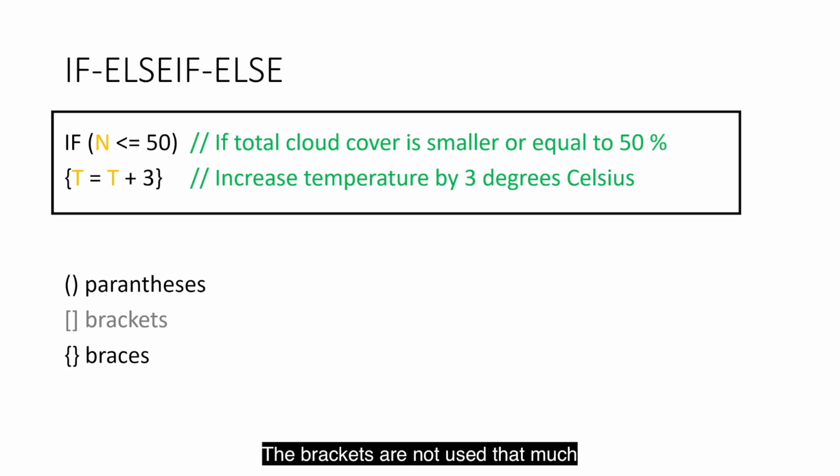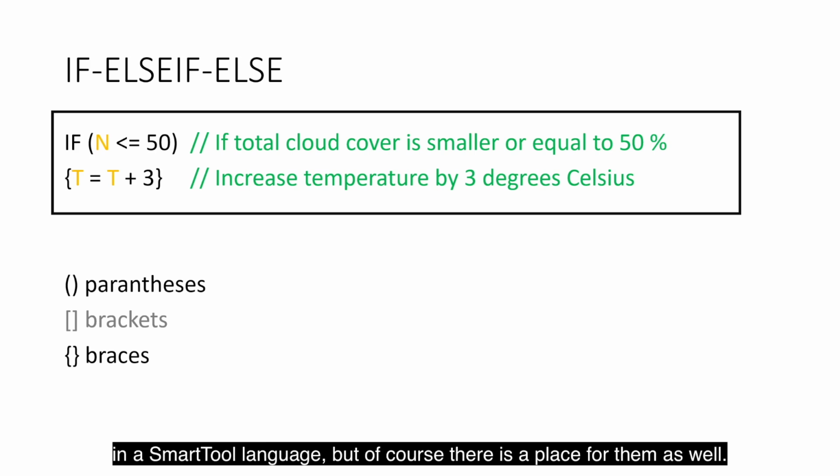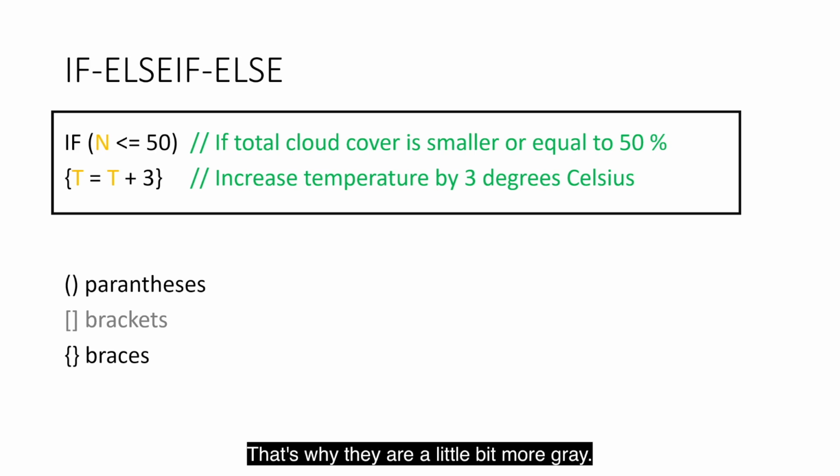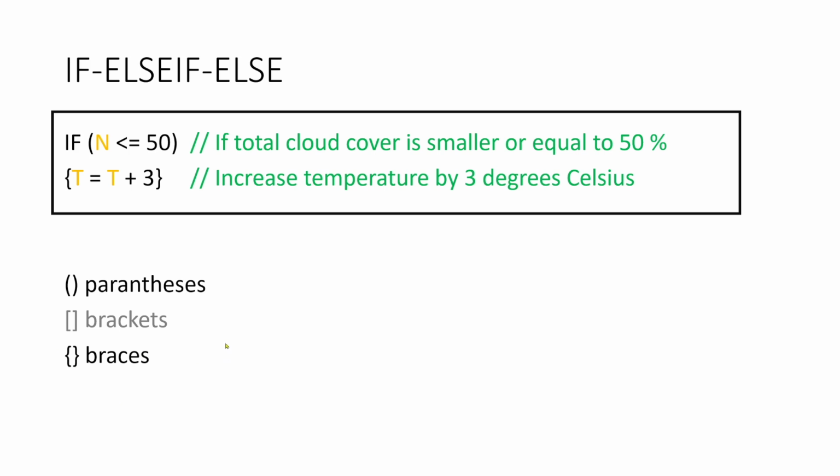The brackets are not used that much in SmartTool language, but of course there is a place for them as well. That's why they are a little bit more gray. But braces, so curly parentheses, are used a lot because that's the way to denote what SmartMet should calculate. In this example, if the condition is fulfilled, this would happen.